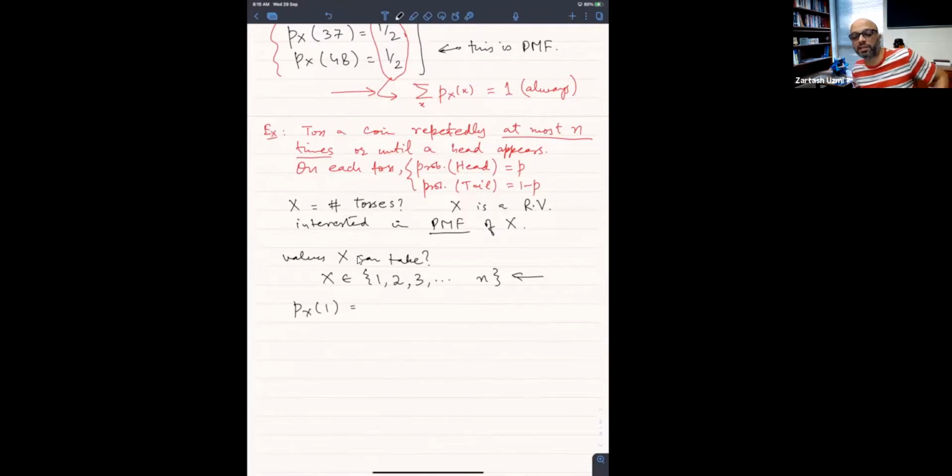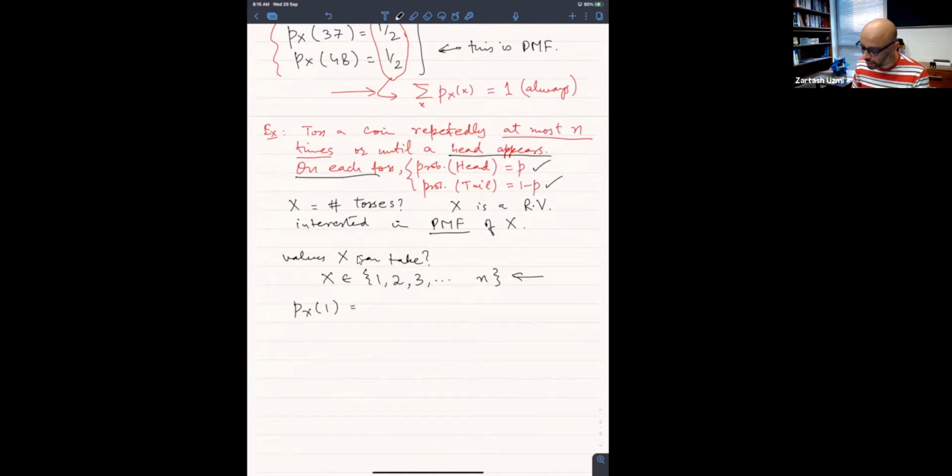What is the probability X takes the value 1? On each toss, the probability of head is P and the probability of tail is 1 minus P. So what is the probability X takes the value 1? When does X take the value 1? When will it happen that you do the first toss and stop there? That will happen if the head appears on the first toss.